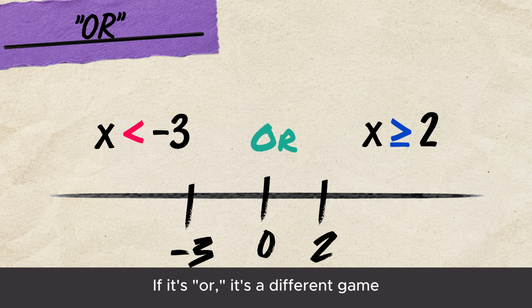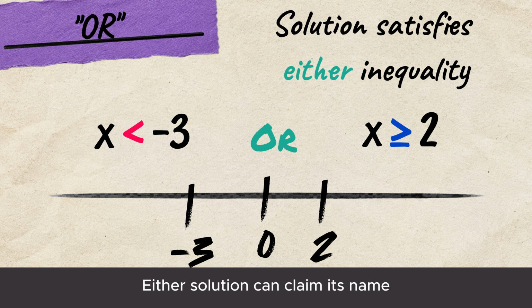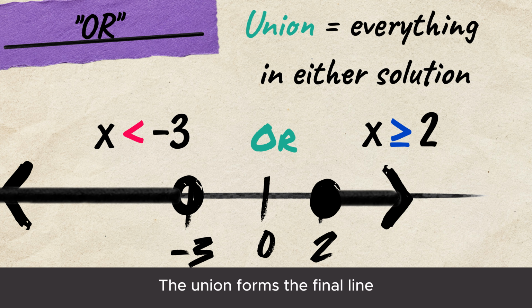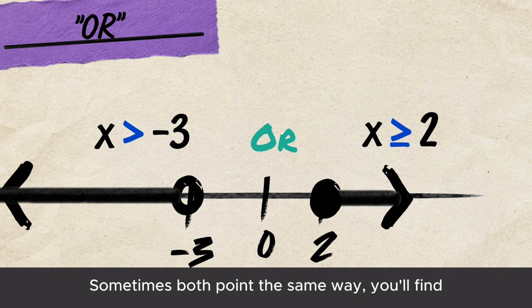If it's "or," it's a different game. Either solution can claim its name. Graph each part and then combine. The union forms the final line. Sometimes both point the same way, you'll find.